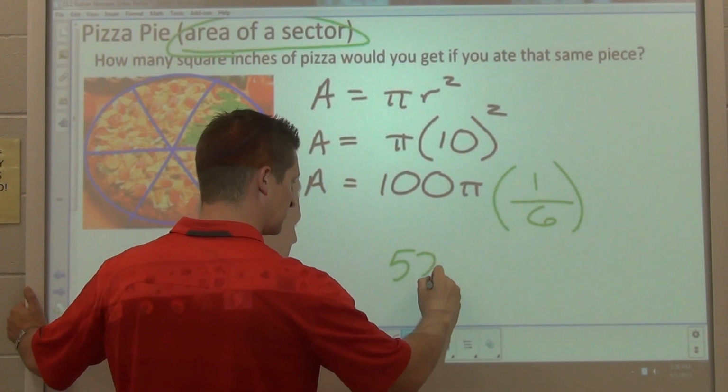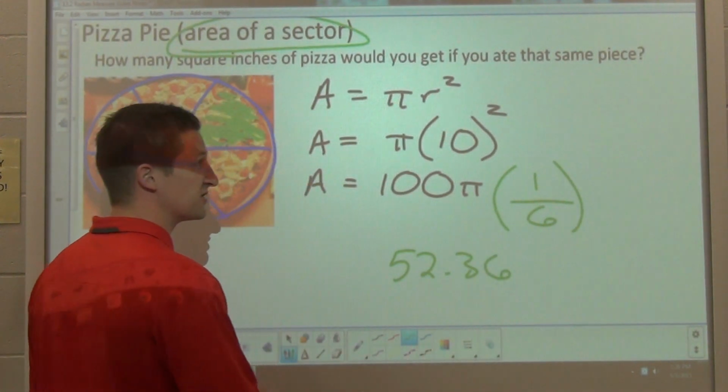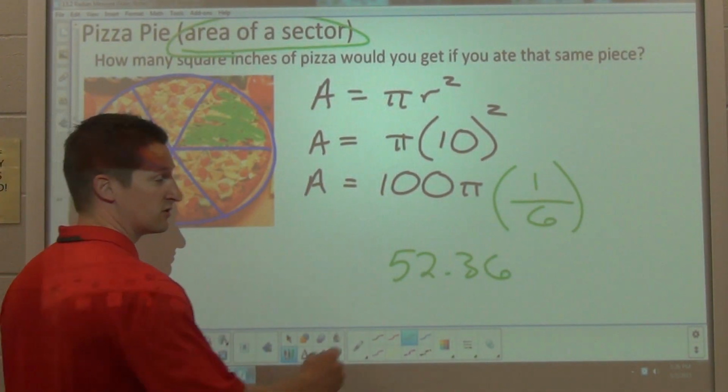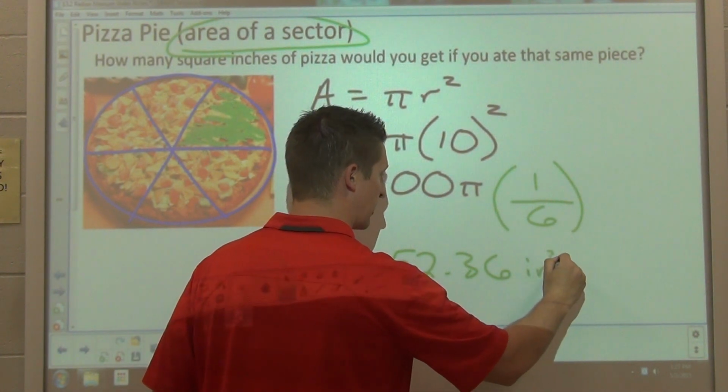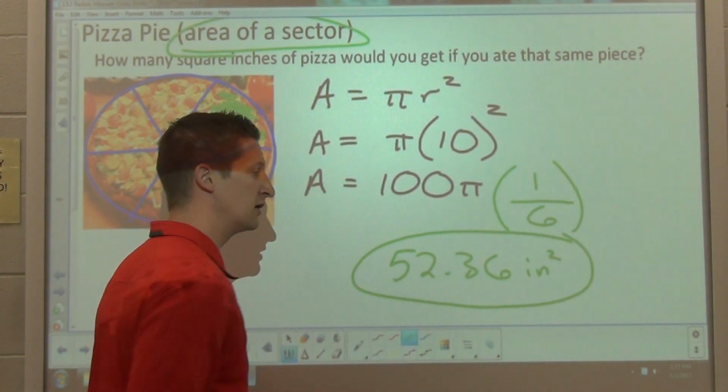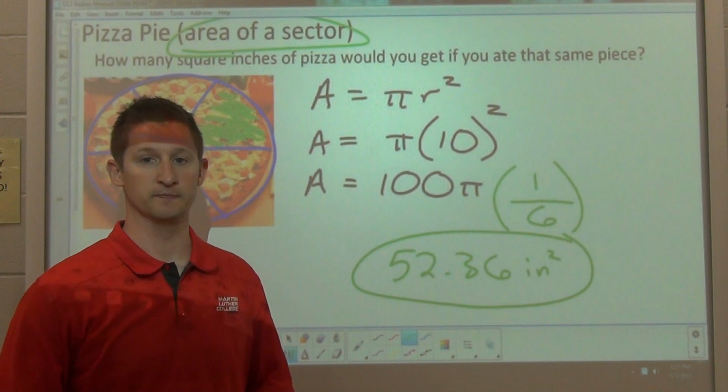52.36. Label on this one, this is an area, and I was working in inches, so this is going to be square inches. So that's how much pizza, again, you get to consume.